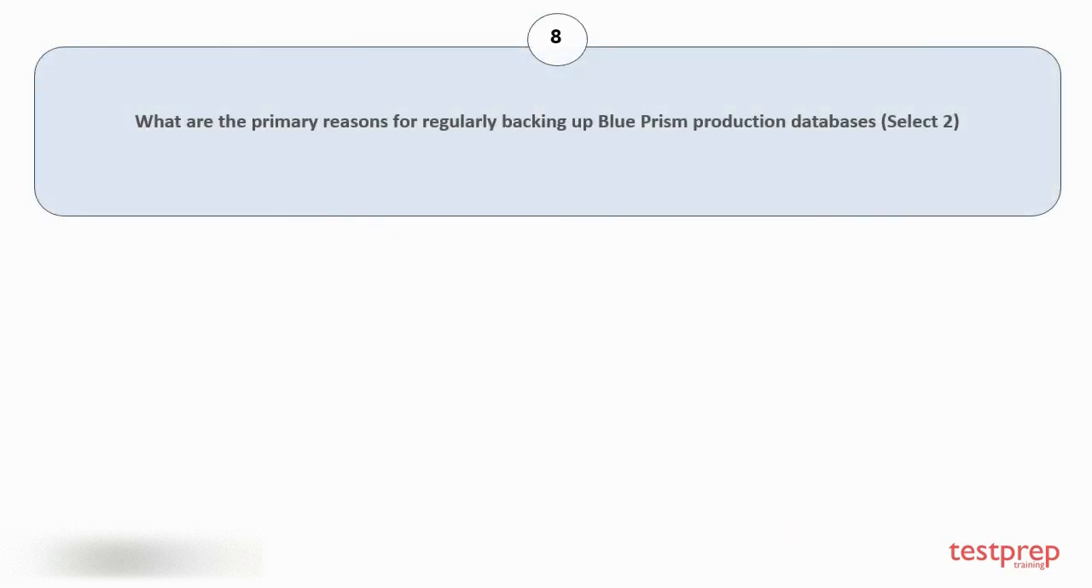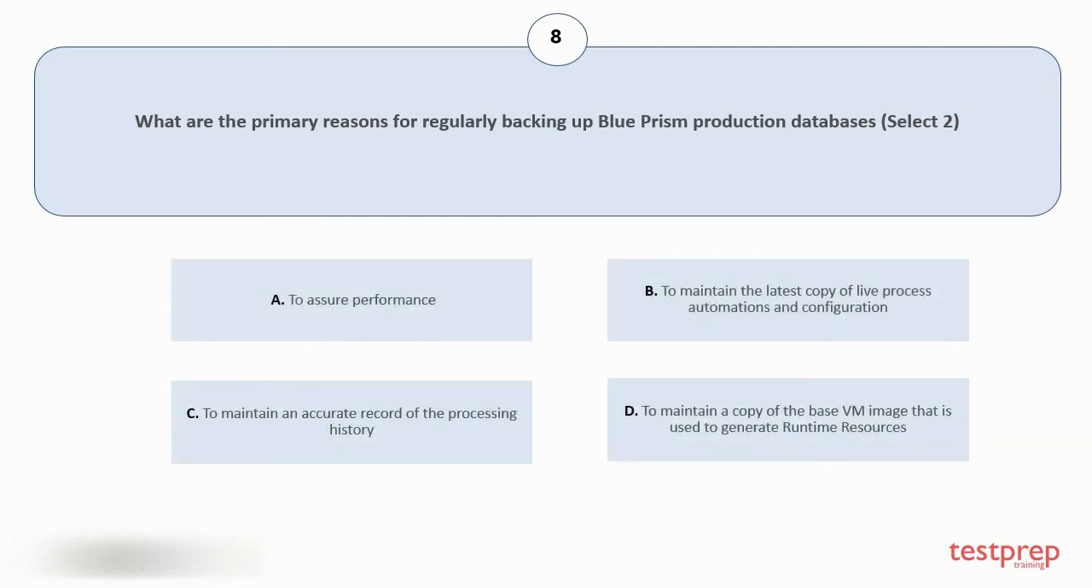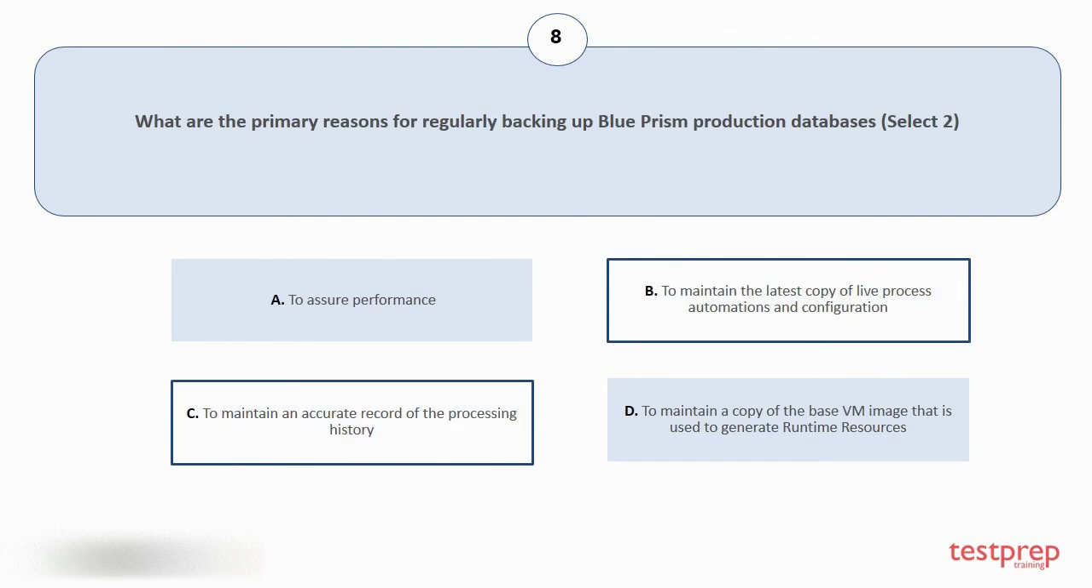Question number 8. What are the primary reasons for regularly backing up Blue Prism production databases? Select 2. Your options are A. To assure performance. B. To maintain the latest copy of live process automations and configuration. C. To maintain an accurate record of the processing history. D. To maintain a copy of the base VM image that is used to generate runtime resources. The correct answers are option B and C.